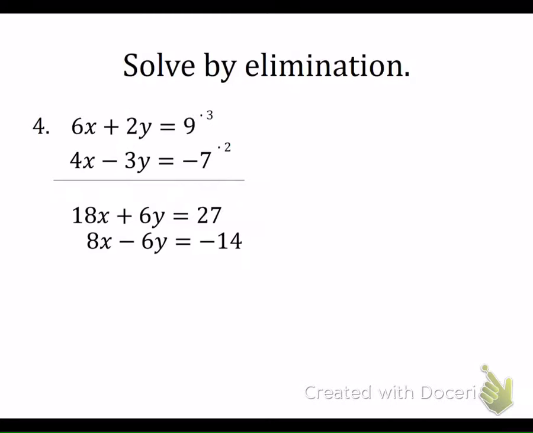Very good. Again, the whole goal was to turn these into opposites. The 2 doesn't go into the 3, the 4 doesn't go into the 6. There wasn't really an option besides multiplying both equations. Now I have opposites, I can add them. What is 18x plus 8x? So I have 26x. The y's go away.